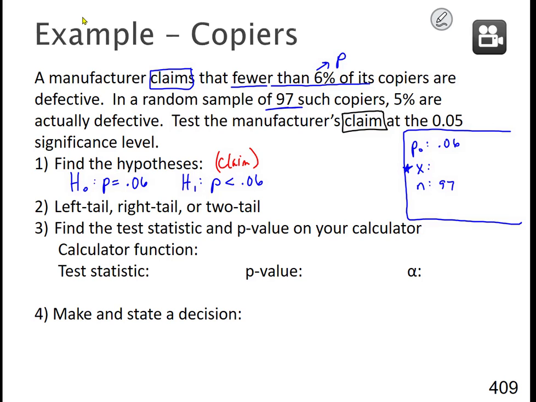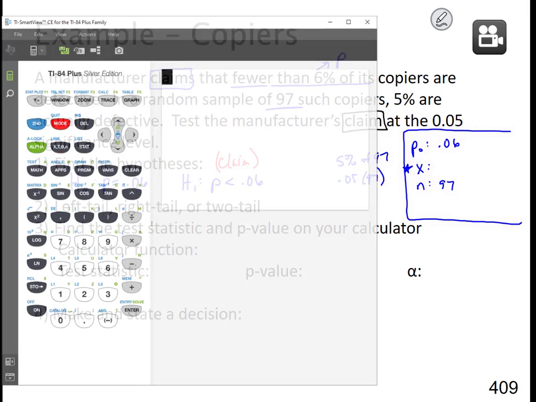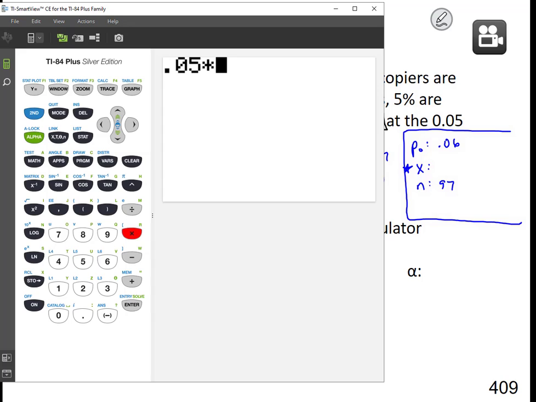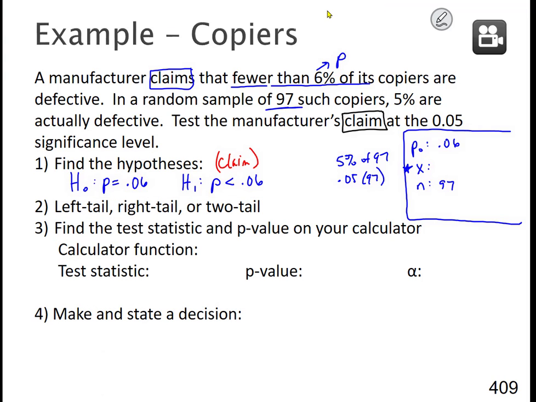We need to find 5% of 97. That, of course, is 0.05 times 97. But if you put that in your calculator and multiply it, you're going to get a decimal. Well, you can't have 4.85 copiers, so you must remember to round it to a whole number, or you're going to get an error on the test. So even though it says 4.85, we round that to 5 copiers, and that becomes our x.